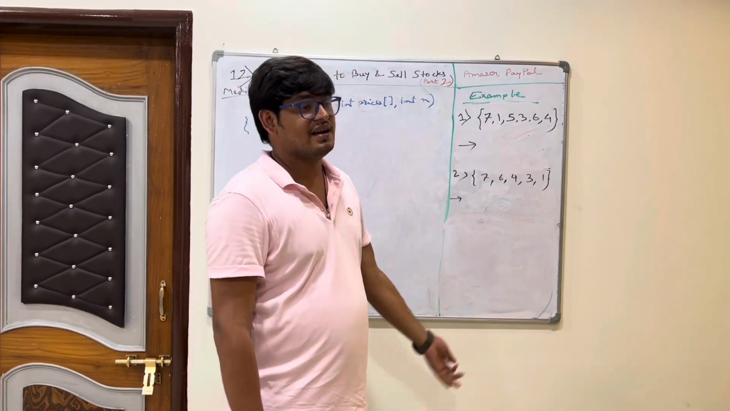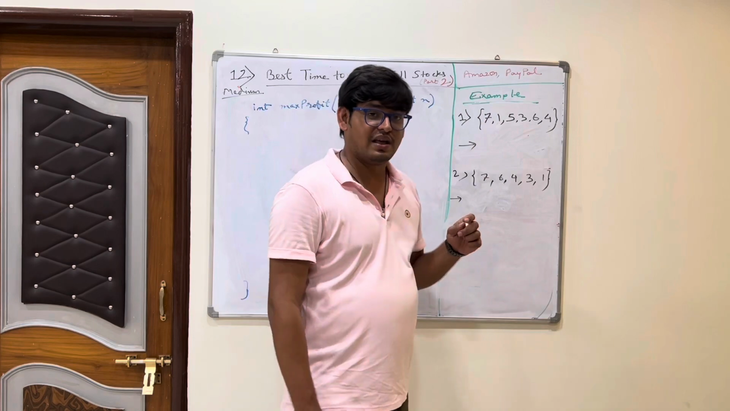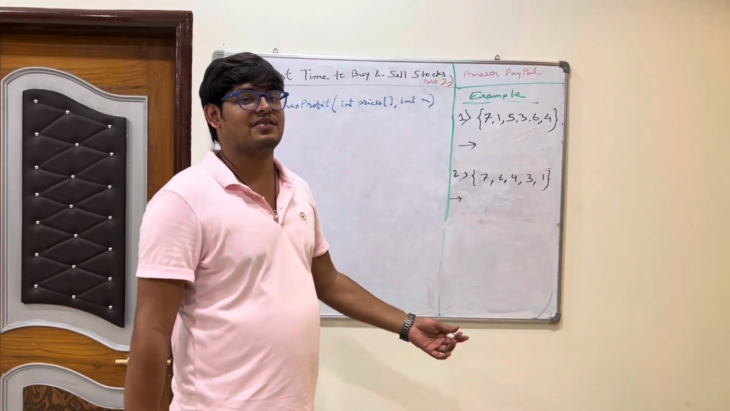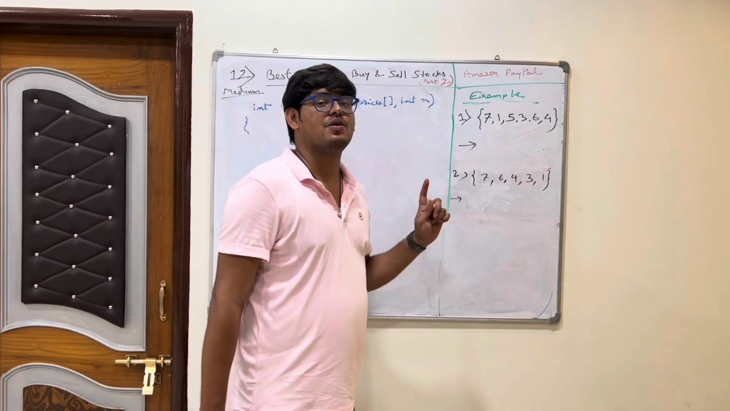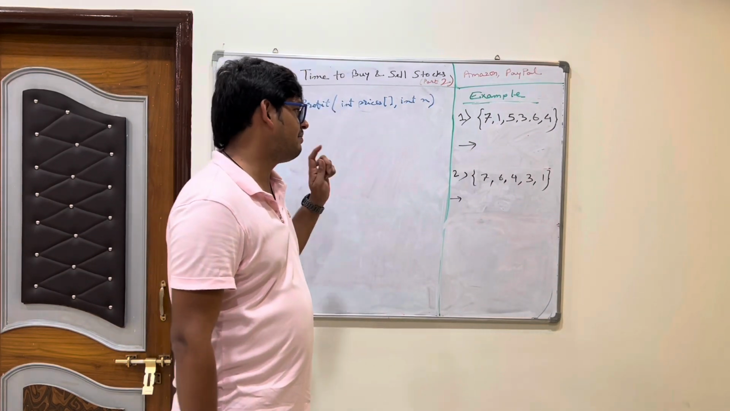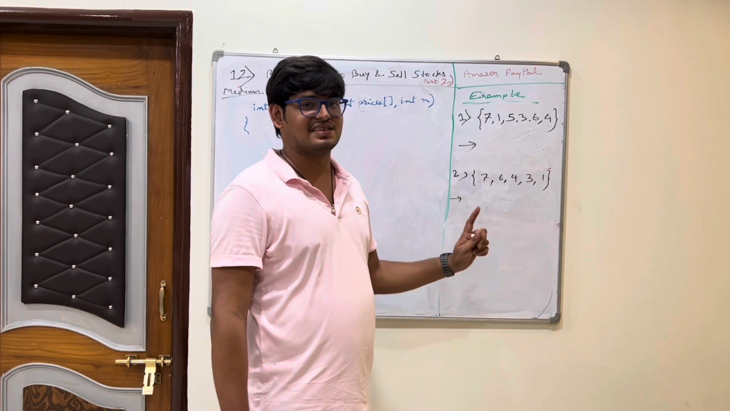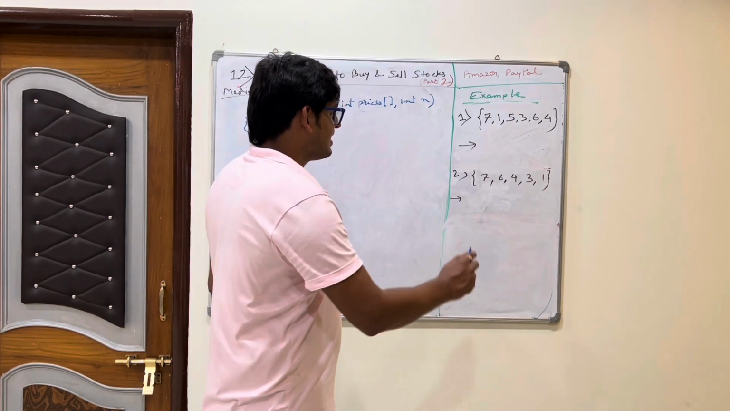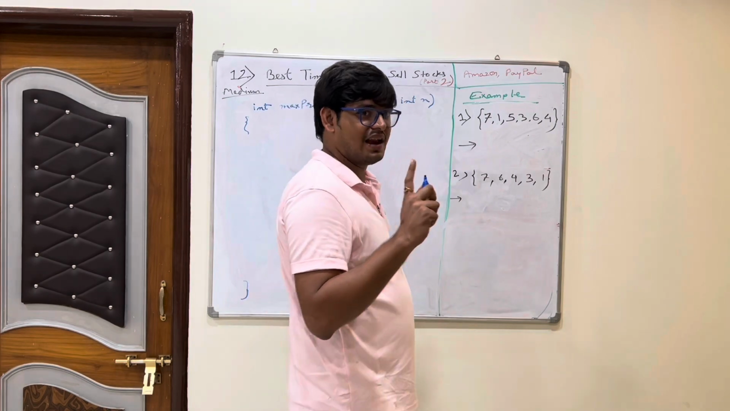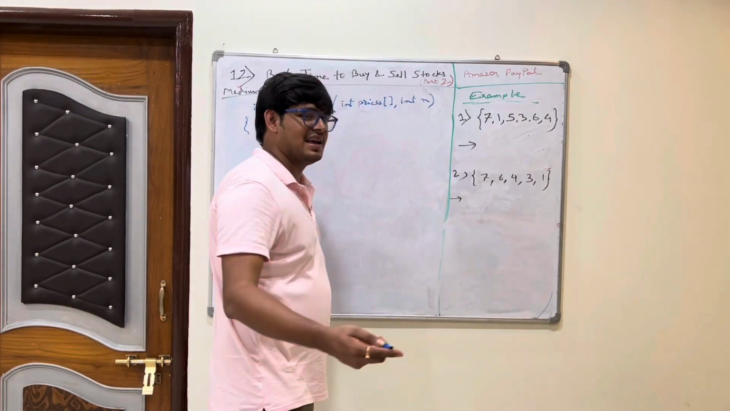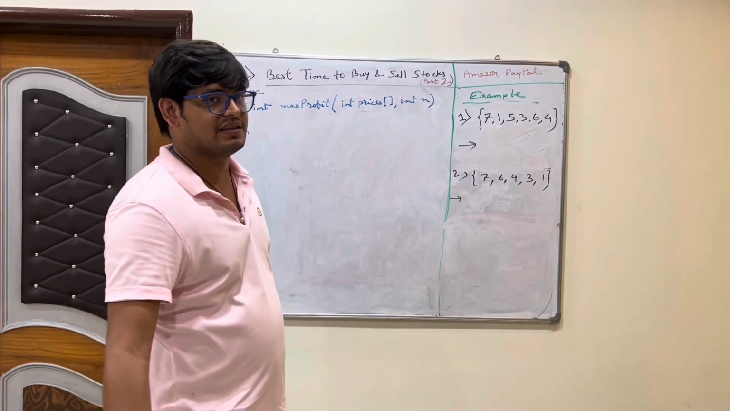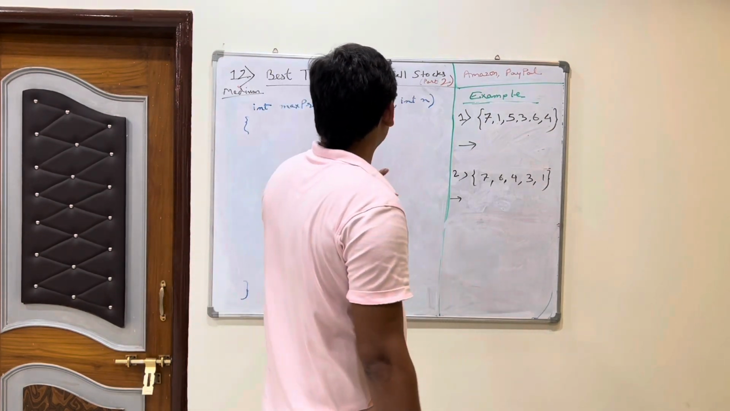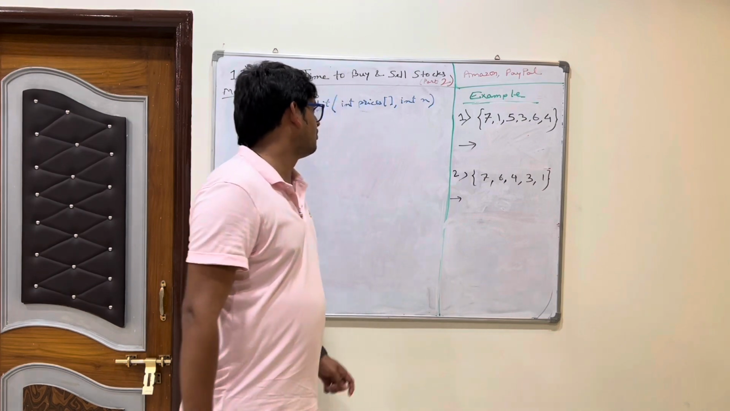He can buy one stock at one day and he can sell it, and then again he can buy. In the previous video the condition was that he can buy only one share and sell only one share, and the profit should be maximum. In this case, at one time he can have only one share, he can sell it, and then he can again buy another share and sell it. In that way, how much profit can he get? We need to return that.